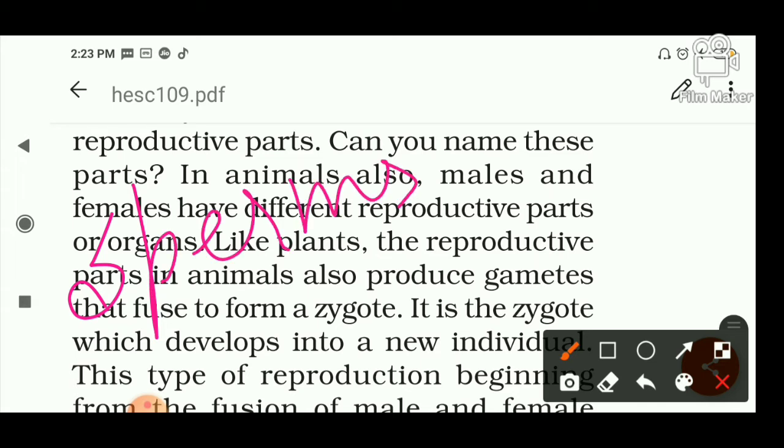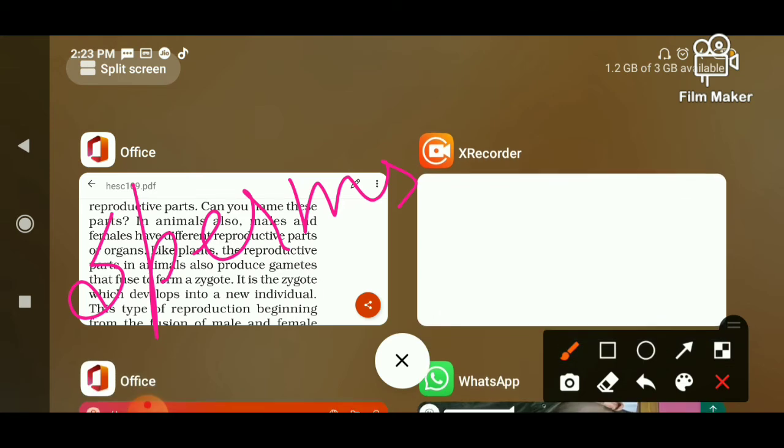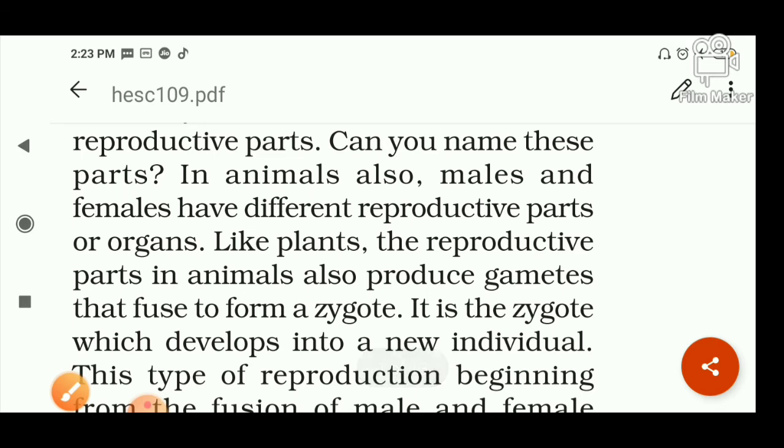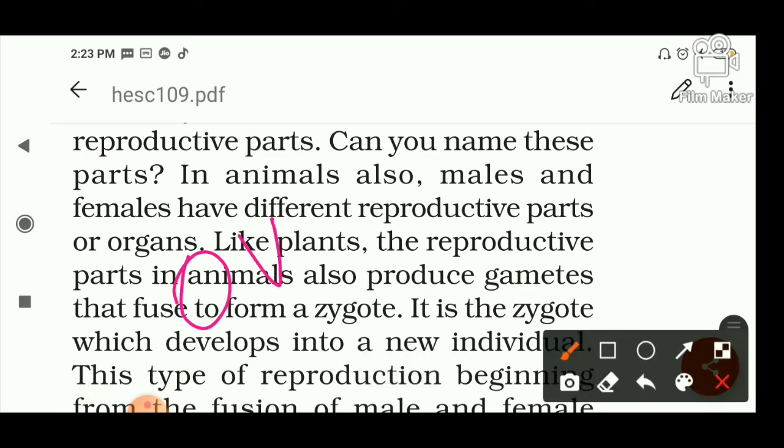The human male gamete, or the sperm, fuses with the female gamete. The female gamete is called egg or ovum, right? The male gamete is called sperm, and the female gamete is called ova or ovum. Then these two fuse together.